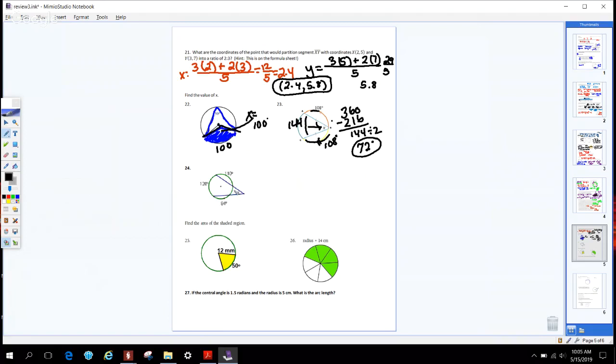Before we can figure out x, we need to figure out this missing piece. So again, we're going to just subtract from 360: 360 minus 120, minus 110, and minus 84. Tells us there's 46 left for this minor arc. The formula for exterior is we subtract and we divide by 2. 120 minus 46 divided by 2 gives you 37.